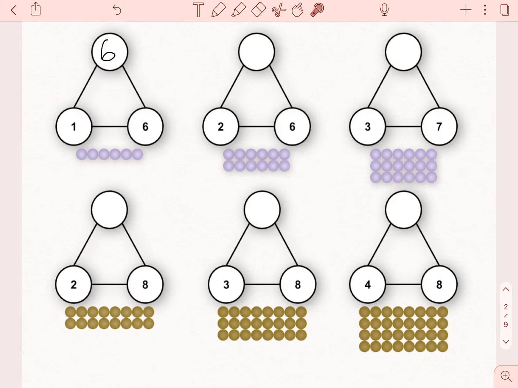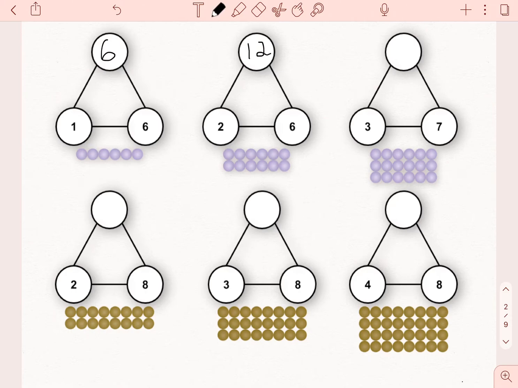Moving on to the next problem here. In this example, I'm looking for the multiple of 2 and 6, really the product of 2 and 6, but here we're looking for the lowest common multiple of those two. So I have 1, 2, 3, 4, 5, 6, 7, 8, 9, 10, 11, 12. It's 2 times 6 is 12.